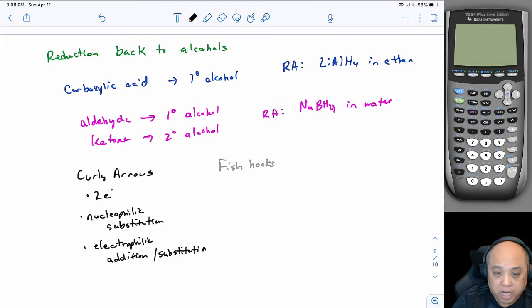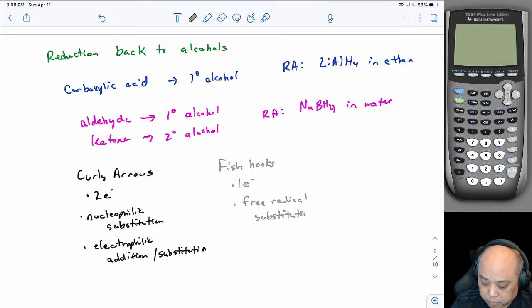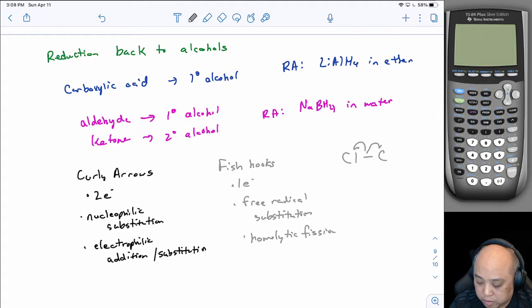Fish hooks only represent one electron, and this has to do with free radical substitution, where you have homolytic fission. So what you would see here is fish hooks that would split. A fish hook only has one half of the head. Each of those represents one electron, the bond being broken, and one electron going to each Cl. So fish hooks for free radicals, curly arrows for all other mechanisms.